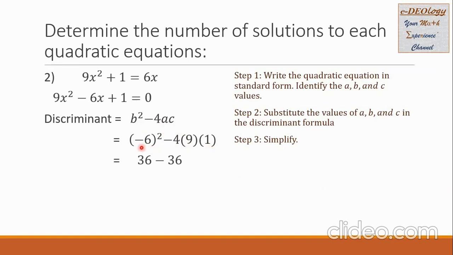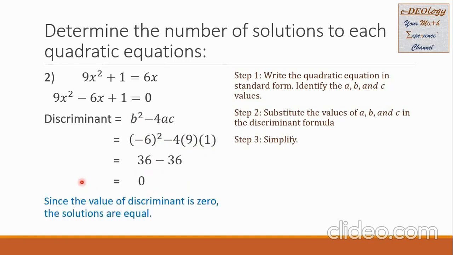Then we simplify further. The square of negative 6 is positive 36 minus the product of 4 and 9 and 1, which is 36. So we have 36 minus 36 equals 0. Since the value of discriminant is 0, the solutions are equal, or we can say there is one real solution.